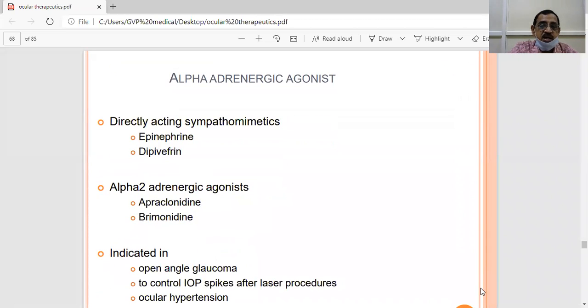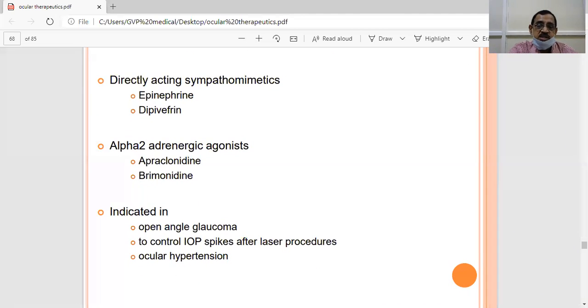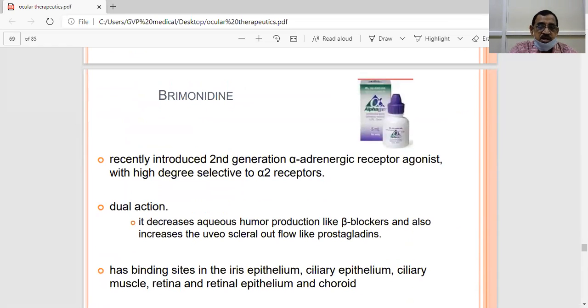Alpha-adrenergic agonists, directly acting sympathomimetics: epinephrine, dipivefrin, and the alpha-2 adrenergic agonists apraclonidine and brimonidine. They are indicated in open-angle glaucoma to control IOP spikes after laser procedures, and in ocular hypertension. These things are used. Brimonidine is a recently introduced second-generation alpha-adrenergic receptor agonist with a high degree of selectivity for alpha-2 receptors.